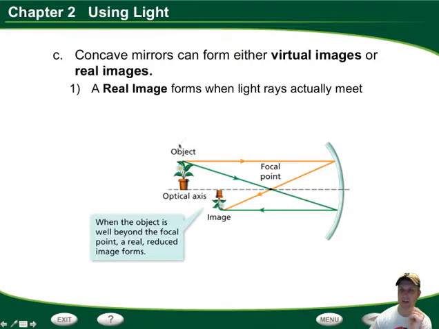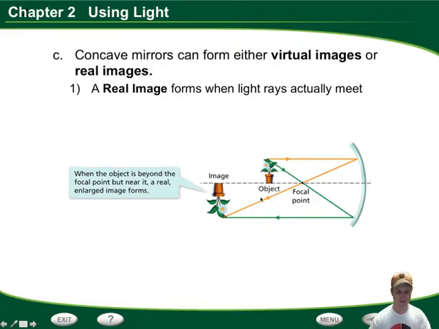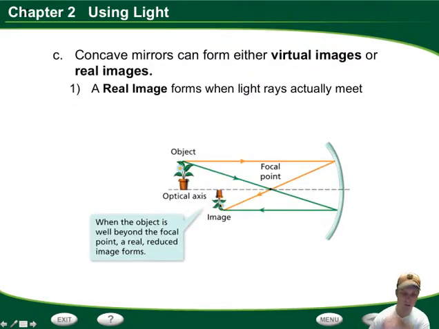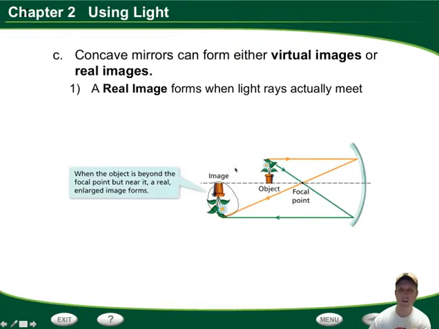Okay, so what happens as this light bounces off, it converges, right? Light coming from here converges, and what we end up getting is this focal point. Oops, let me go back. And we produce a little image right here that's real, okay? It's going to be upside down, and it's reduced in size, but it's a real image, so the light rays actually meet.